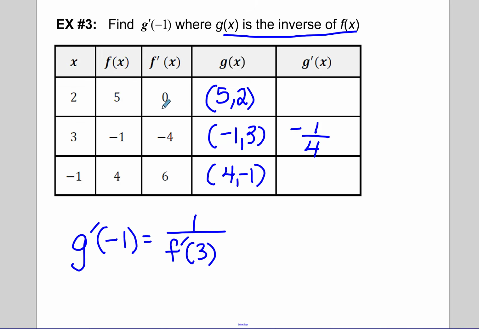Now they also wanted us to fill in the table. So if this derivative is 1 and the reciprocal is 1 over 0, then the derivative here doesn't exist. This derivative is 6, so the derivative on the inverse is 1 over 6. And I'm going to say it again, the slopes of inverses are reciprocals. The slope of f is -4, the reciprocal is -1/4. Okay?